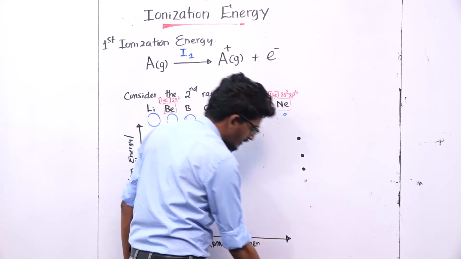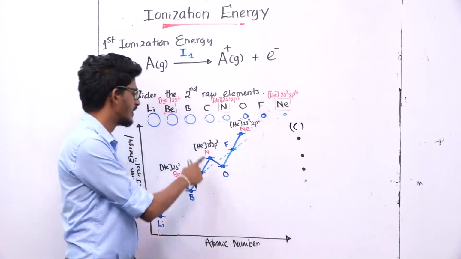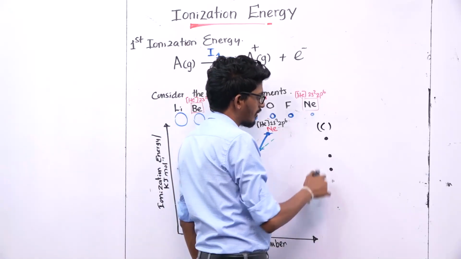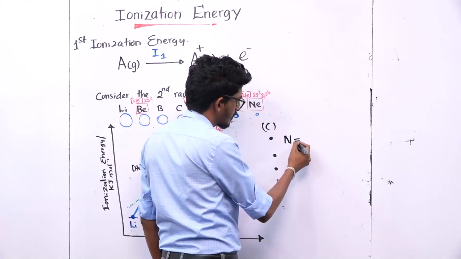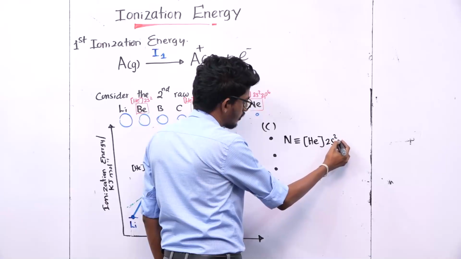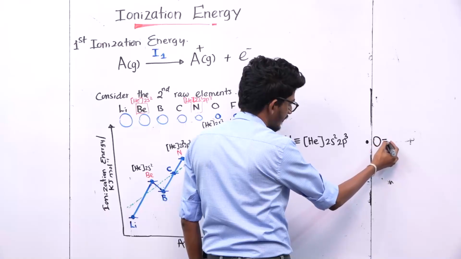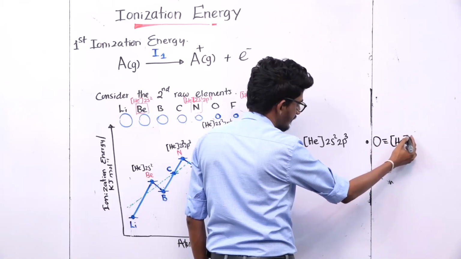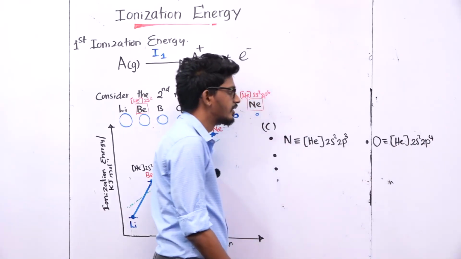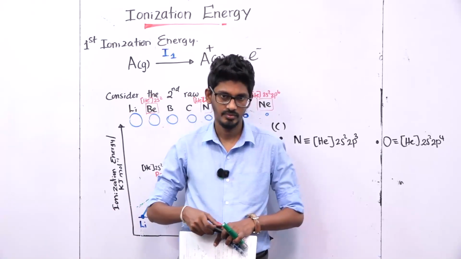Next, part C. At this note, C says that nitrogen is with a greater I1 value than oxygen. Let's come up with the reasons for that. First of all, you need to come up with the electronic configurations for those. So nitrogen is with helium and 2s2 2p3, and oxygen is with helium and 2s2 2p4. First, just write the electronic configuration. Those are the marking points.